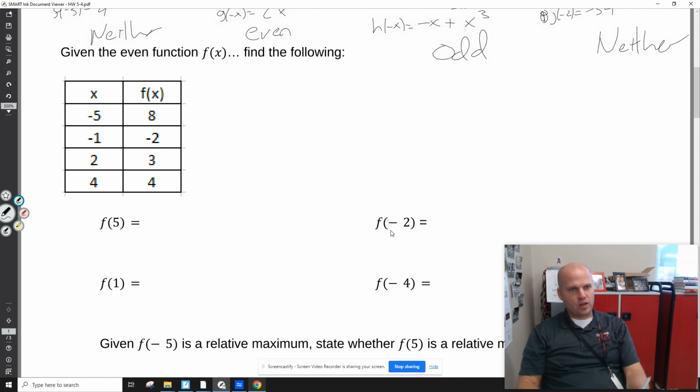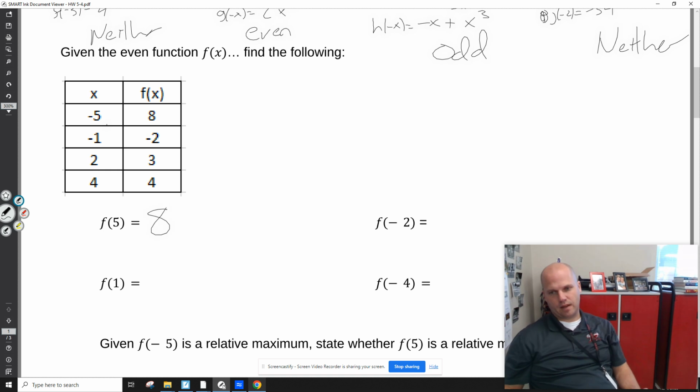If this is an even function, here are some points on the even function. What are some other points? Well, f of 5, since it's even, has to be the exact same as f of negative 5. Again, think about even functions being like x squared. We have the same points to the right and left of the y-axis. F of negative 2 has got to be the same as f of 2.